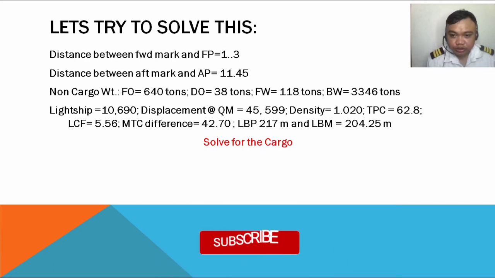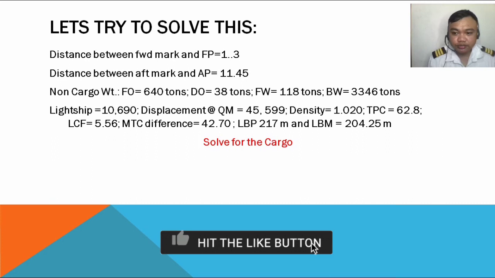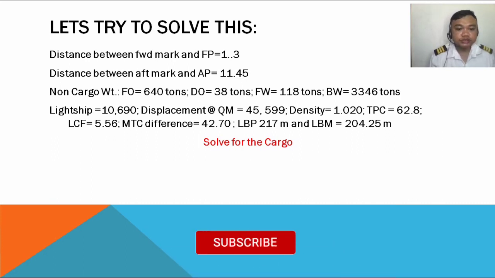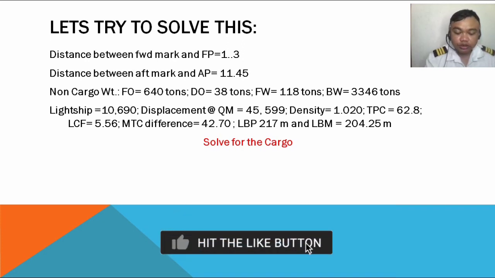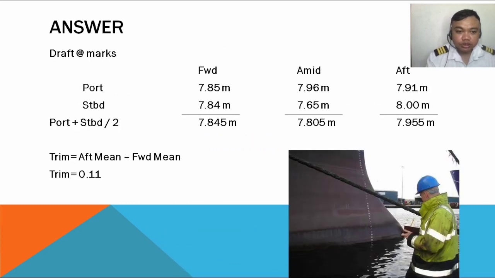Next, we have the given density, which is 1.020. Then the TPC, which is also obtained from our ship stability booklet. And we have the LCF, and the MTC difference. Then we have the LBP and the LBM. LBP stands for length between perpendiculars, and LBM stands for length between marks. And we have here the given draft.